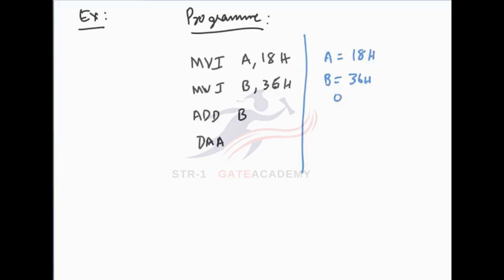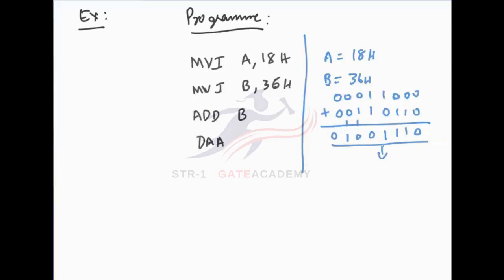Initially the accumulator data 18 is 0001 1000. Similarly, the B register data 36 is 0011 0110. Both are added. The result is 0100 1110, with carries. This is stored into the accumulator. Now what is the content of the accumulator? 4EH. After this operation, the accumulator is 4EH.